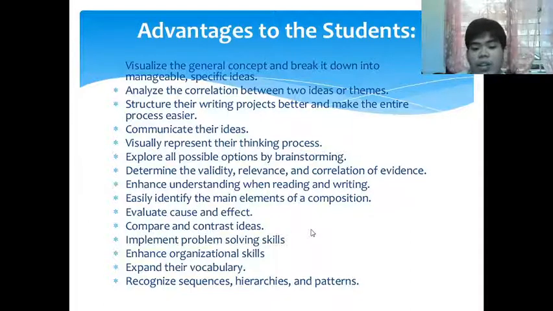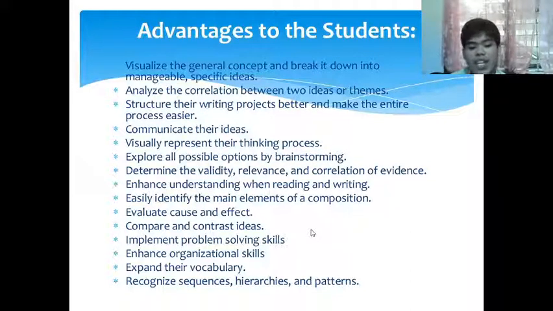Enhance understanding when reading and writing. Easily identify the main elements of a composition. Evaluate the cause and effect. Compare and contrast ideas. Implement problem-solving skills. Enhance organizational skills, expand their vocabulary, and recognize sequences, hierarchies, and patterns.